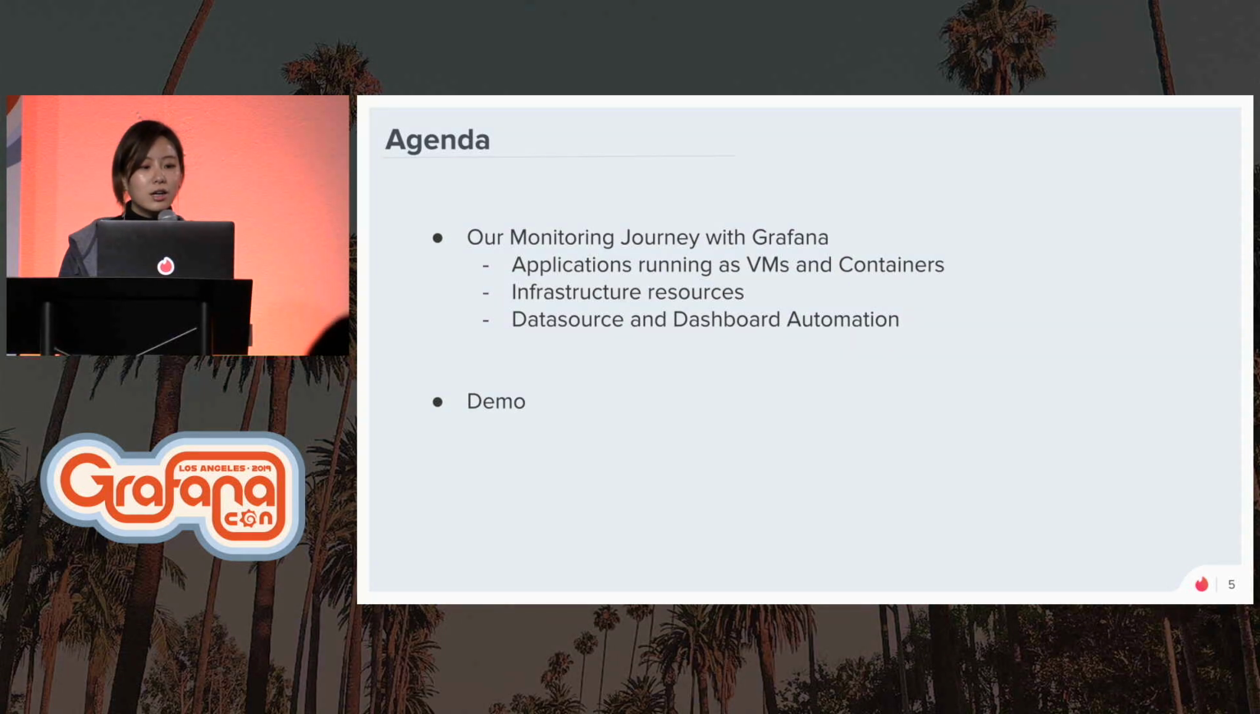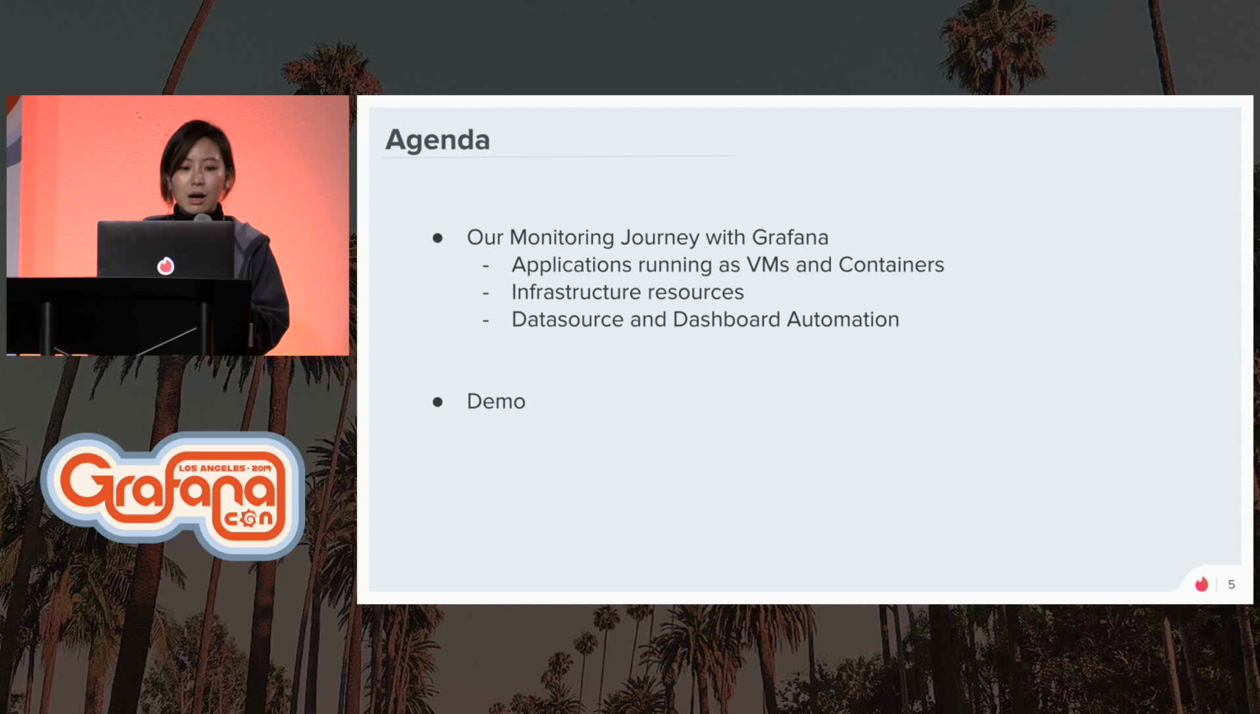In today's talk, we are going to talk about our monitoring journey with Grafana to monitor our hundreds of microservices running inside virtual machines as well as containers running inside the Kubernetes environment. I'll also share our way of monitoring infrastructure components like Kafka, Elasticsearch, and Redis. Lastly, I will share our way of doing data source auto-discovery and dashboard auto-creation. In the end, if time permits, I will do a quick demo about the dashboard automation part.